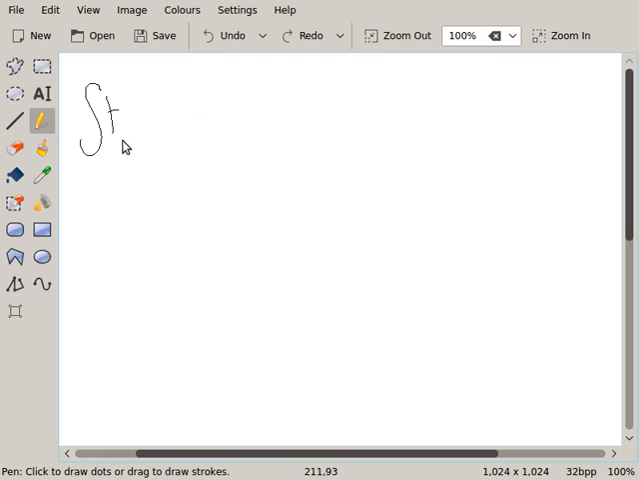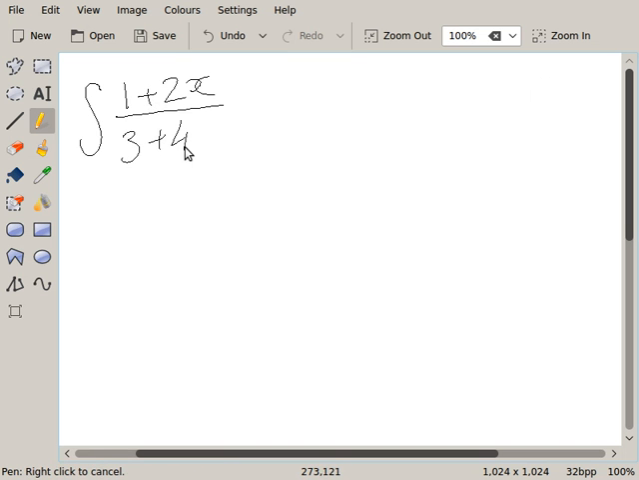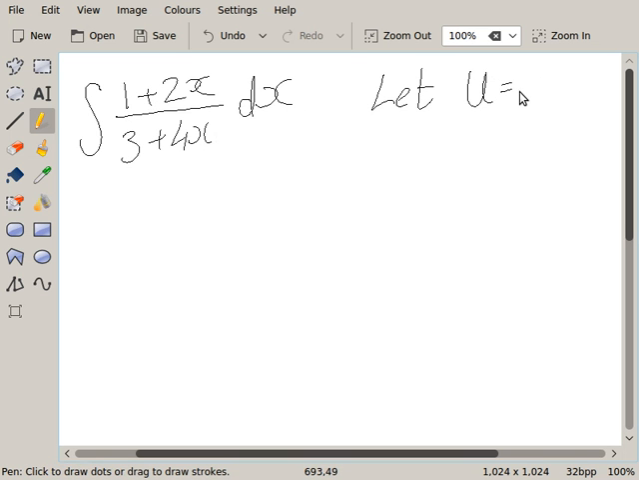Okay, try this one. And here I'll tell you let u equal, anybody know for this? You've only got two choices, top or bottom. 3x bottom. 3 plus 4x, the bottom. Okay, try this for me.